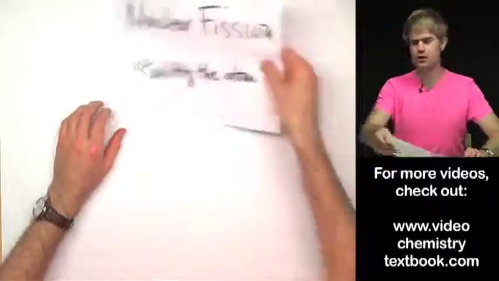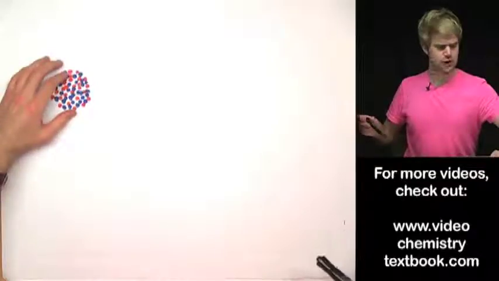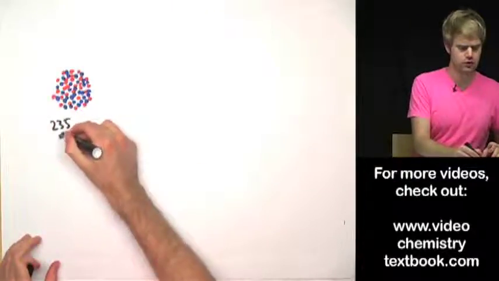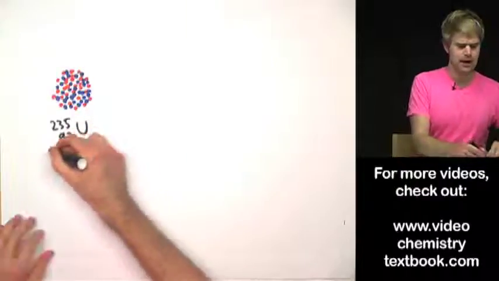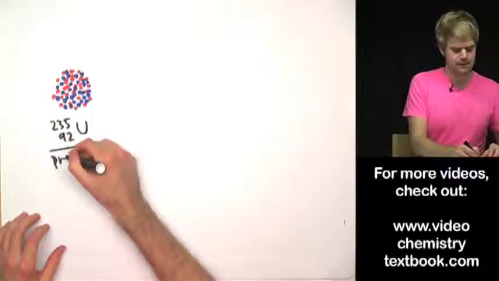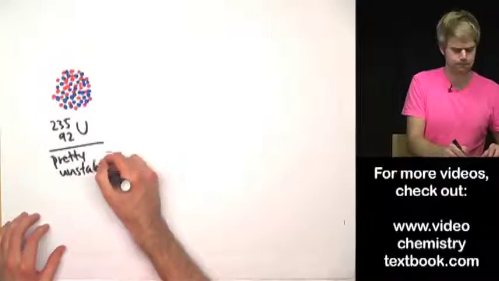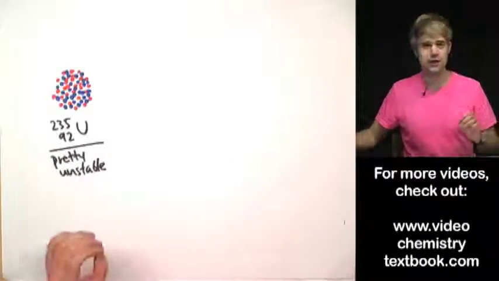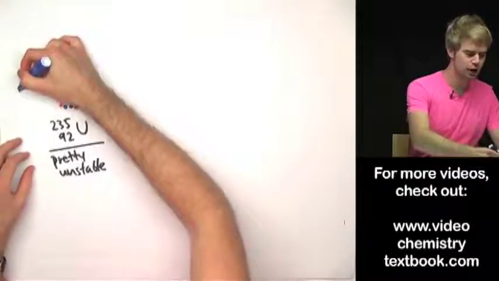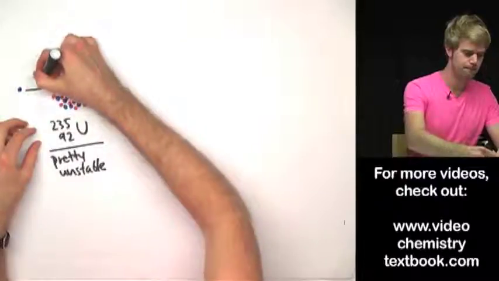Now let's look at some more details. So in nuclear fission, we can start with an atom like uranium-235. And uranium-235, it's pretty unstable. It's a pretty unhappy atom. To make this split, we try to aggravate it. And here's what we do. We take a neutron and we slam this neutron into the atom.